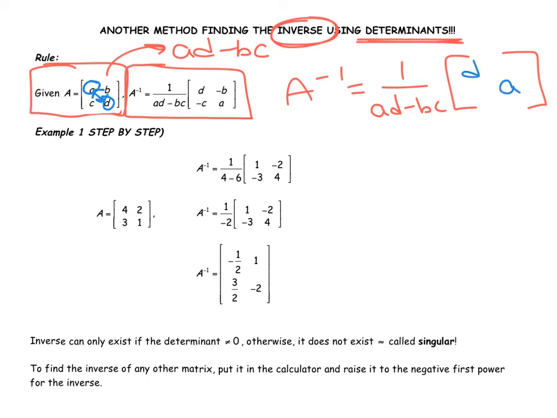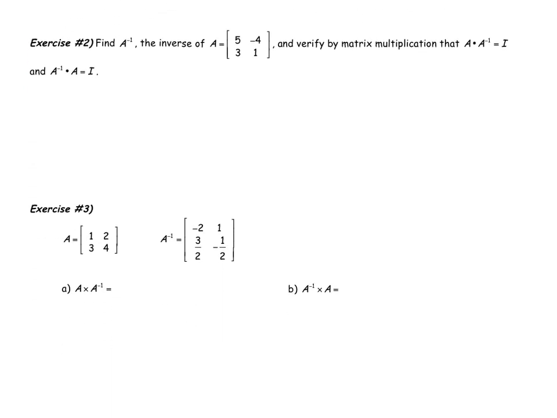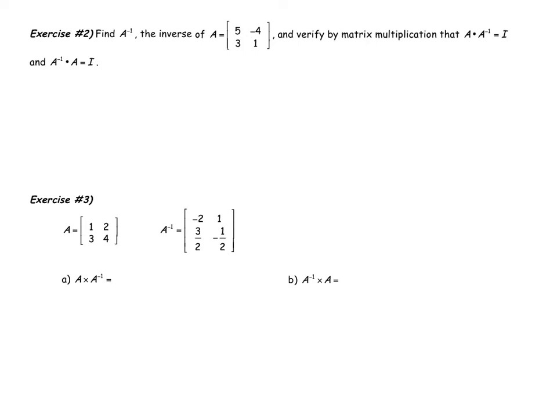And we negate B and C. We negate them. Okay? This is a quick way to solve for the inverse of a matrix. All you got to do then is just distribute whatever this value is into each one of these values. So let's actually just take a look at an example together. So let's look at exercise 2.